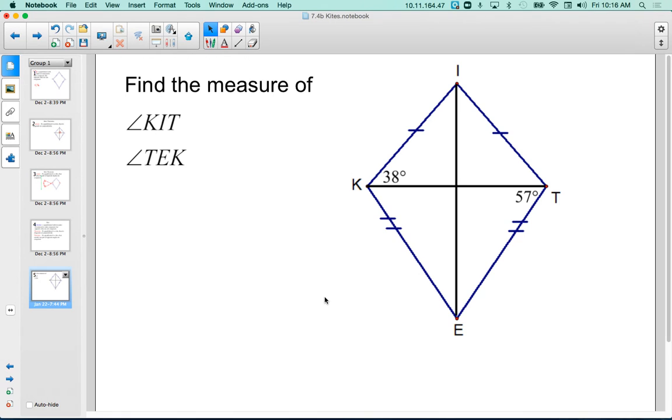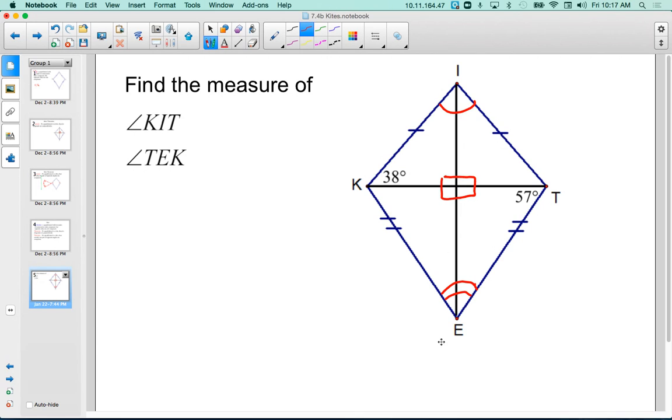So you're going to have some problems, and a lot of times they deal with angles with our kites. Here's one where we're trying to find the measure of angle KIT. So we're trying to find this whole angle up here. And TEK, we're trying to find this angle down here. Now, we're going to use the fact that we've got a kite and diagonals are perpendicular. So we can look at these triangles, and we're also going to look at the fact that it's symmetrical.